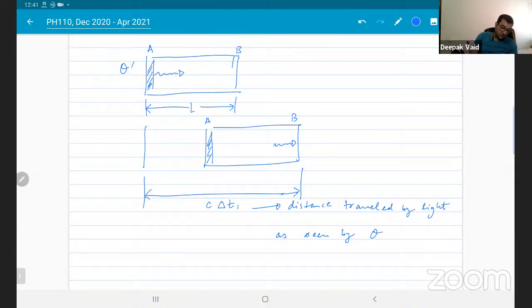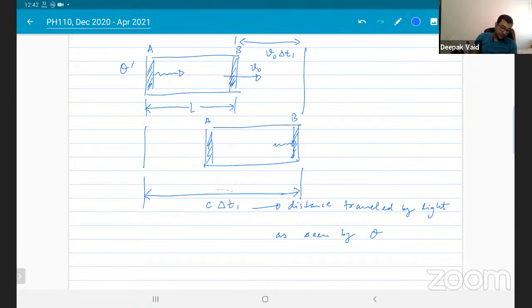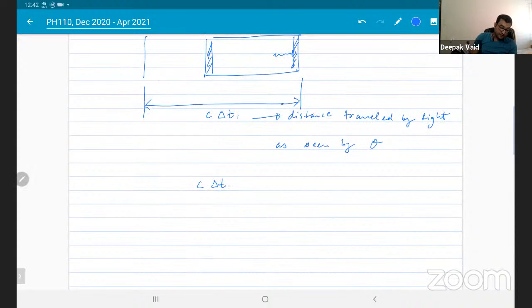Now, what about the end of this box? The whole box is moving at a speed v naught with respect to O. So the end of this box, this portion, goes from this location to this location. And this distance is v naught delta t1. So the sum of length L plus v naught delta t1 is equal to c delta t1. So c times delta t1 is equal to L plus v naught delta t1. And again, remember, L is the length of the box as seen by O.